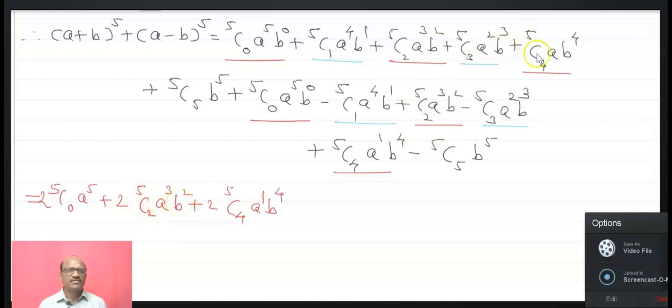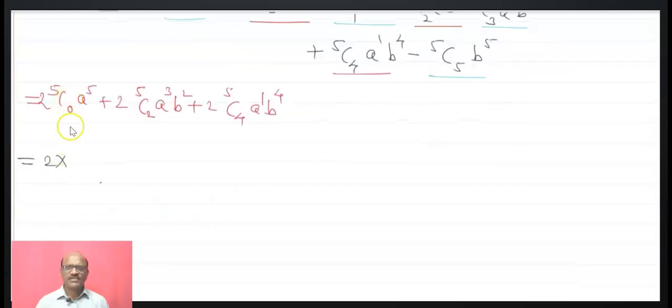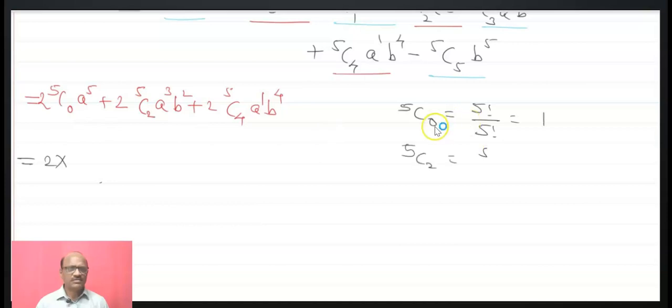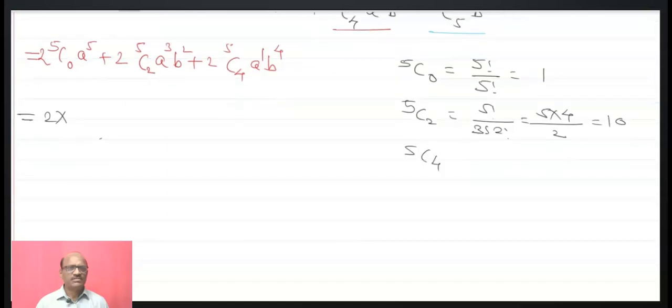Next is 5C4, that is a b raised to 4. You are getting the a b raised to 4. Again, these two terms are getting added. And all the remaining terms cancel. 2 times 5C0, its value is 1. Next is 5C2, its value is 10. 5C4, its value is 5.